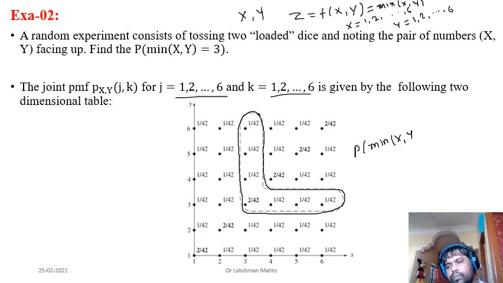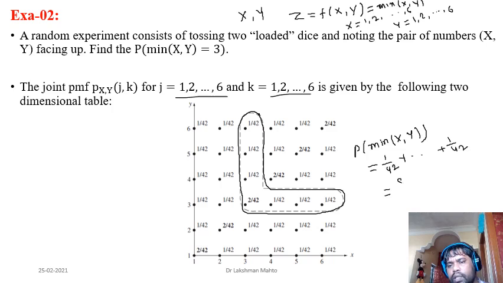It would be equal to 1 by 42 plus 1 by 42 plus 1 by 42 plus 2 by 42 plus 1 by 42 plus 1 by 42. So in total, 3 plus 2 is 5, plus 3 is 8, so 8 by 42. You have to sum all these probabilities. The last one I am writing is 1 by 42. So summing it up, your desired probability is 8 by 42.